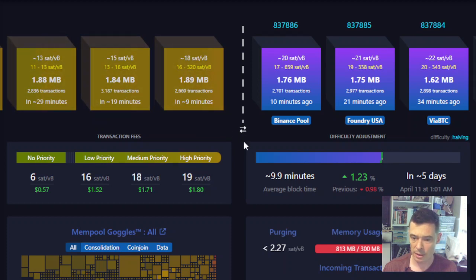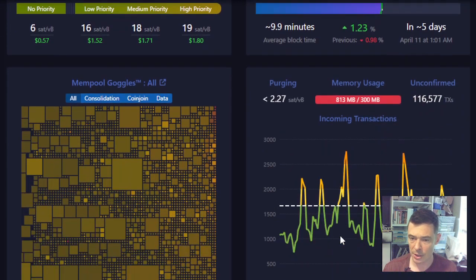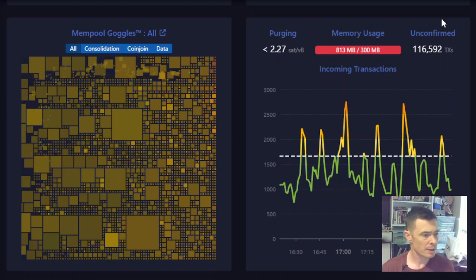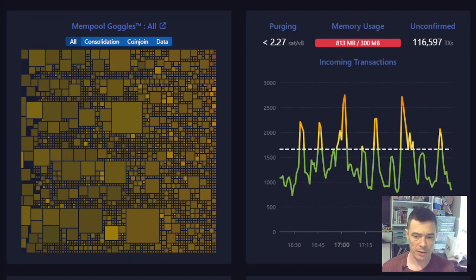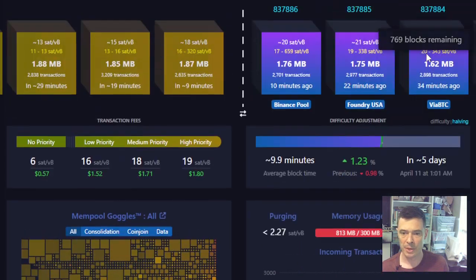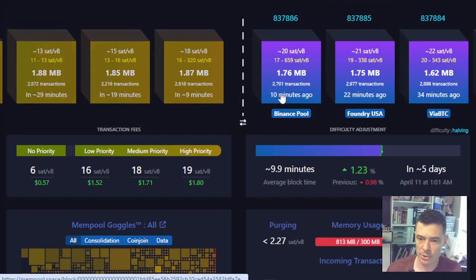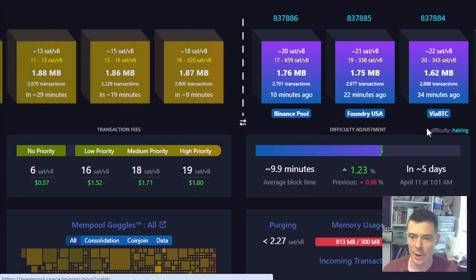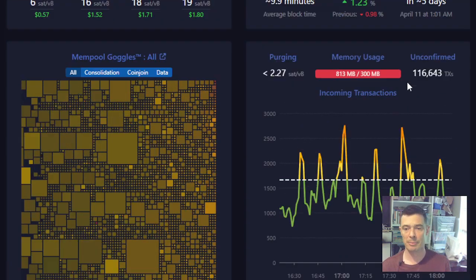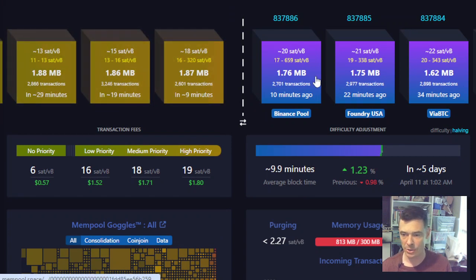So let's look here. This represents the mempool. Okay, you guys can see it. This represents the mempool, and you can see that there are currently 116,000 transactions in the mempool. So now let's compare this to the transactions of the last few blocks. 2,700, about 3,000, almost 3,000 again. So there's a lot more unconfirmed transactions waiting in the mempool than there are transactions going into the block.